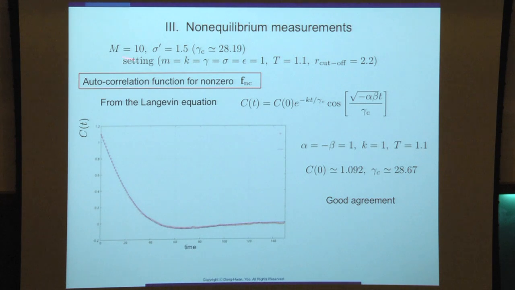And we find the autocorrelation function in this case for non-zero non-conservative force. In this case, we can derive this autocorrelation function from the Langevin equation. Here there is a modification factor, which is responsible for the circulating nature. We try to fit the simulation with this known result, and we found that C0 is 1.0, close to 1.1. In this case, gamma C is 28 point something. This is quite close, which means the MD simulation in a non-equilibrium situation is well performed.